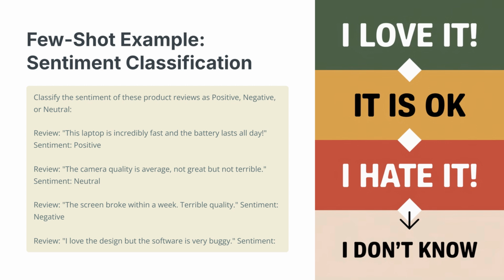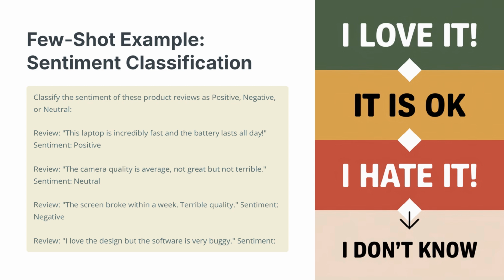Here's a concrete example of few-shot learning applied to sentiment classification. Rather than explaining the abstract concepts of positive, negative, and neutral sentiment, this prompt demonstrates the classification through examples. Notice how it provides 3 diverse examples that establish clear patterns. Enthusiastic language with exclamation points indicates positive sentiment. Balanced language with qualifiers suggests neutral sentiment, and critical language with negative descriptors signals negative sentiment.